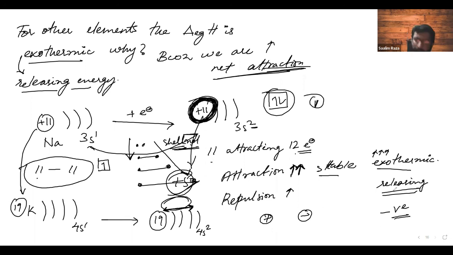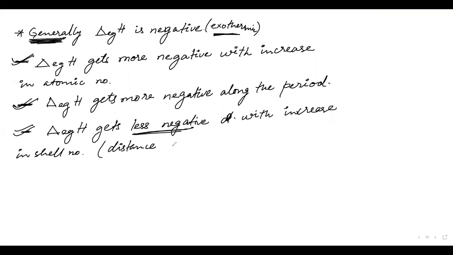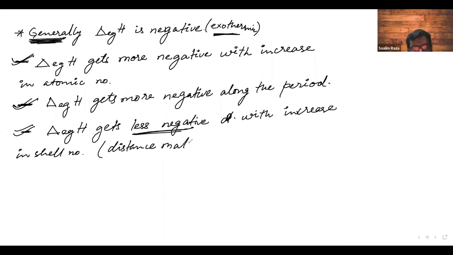So we can say that, okay, fine, energy will be released, obviously, but it will be less released. And if the energy is released in lesser amount, what will we say? Delta EG gets less negative. If exothermic, more negative. Less exothermic, less negative. See, you are learning so much in this chemistry class. Distance matters.